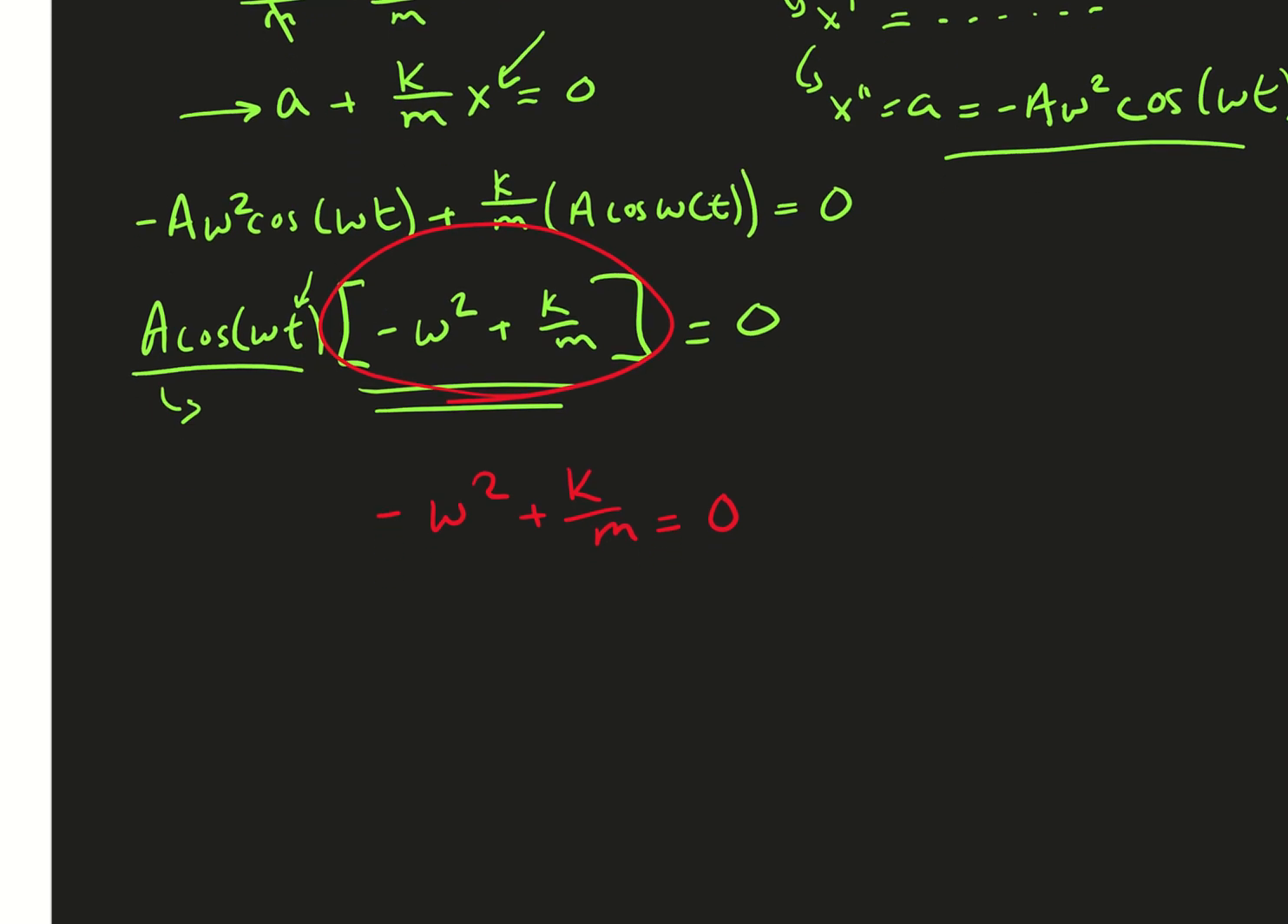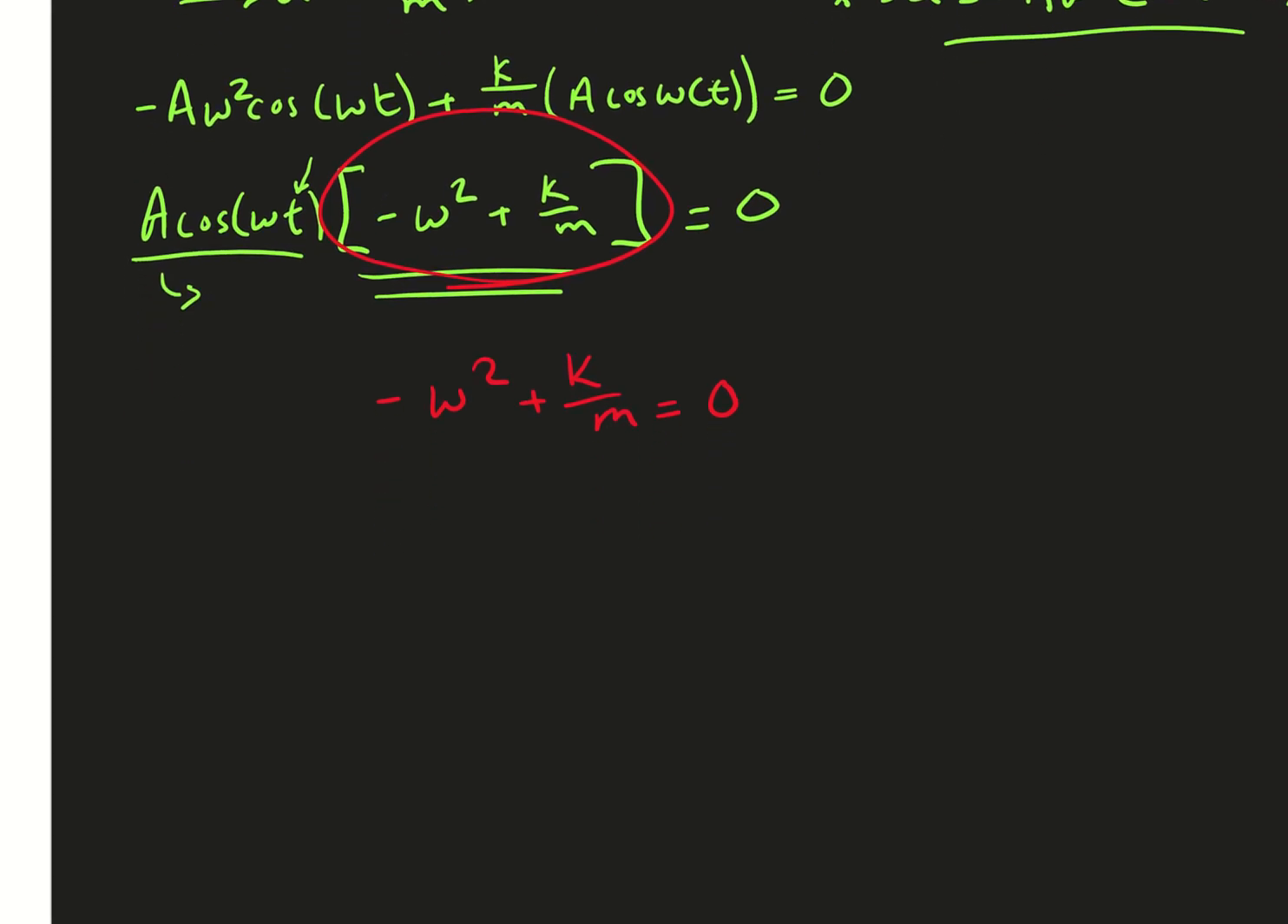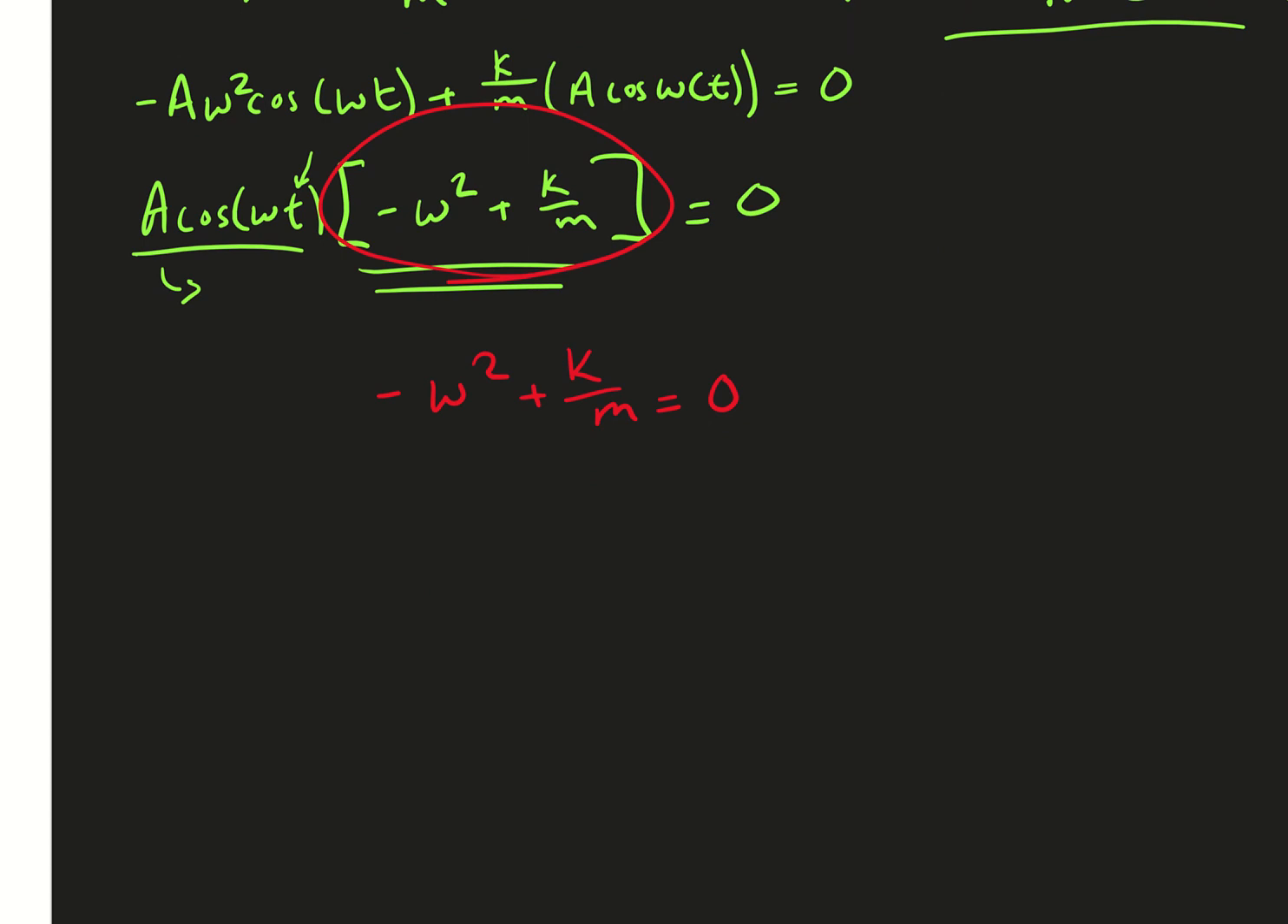I actually don't like that red as much, so I'm going to switch to white here. But anyway, if I take this and solve for omega, I can add the omega squared over. I get omega squared equals k over m, and then omega equals the square root of k over m. So this shows me omega relates to the spring constant and the mass.